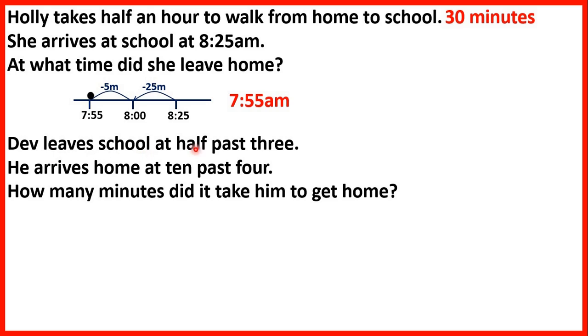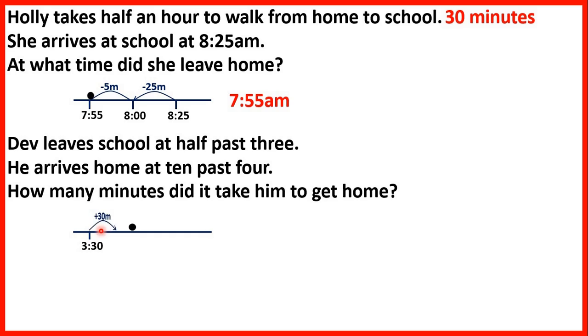Dev leaves school at 3:30. He arrives home at 4:10. How many minutes did it take for him to get home? So 3:30 is 3:30, and he got home at 4:10. So what do we need to add to 3:30 to get to 4:10?